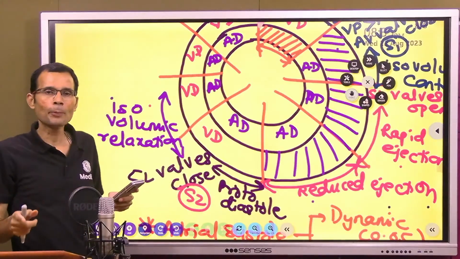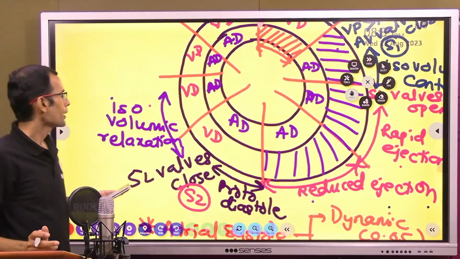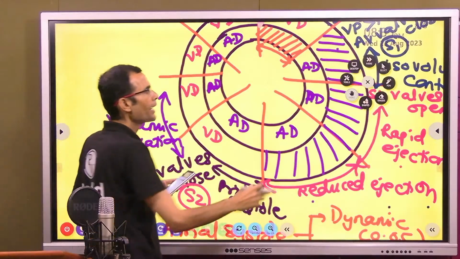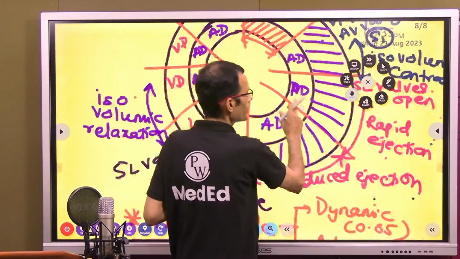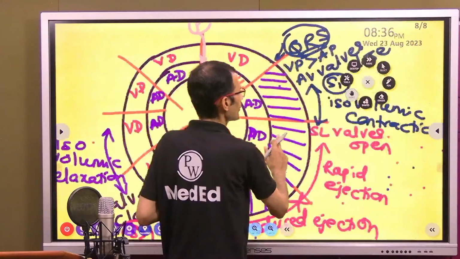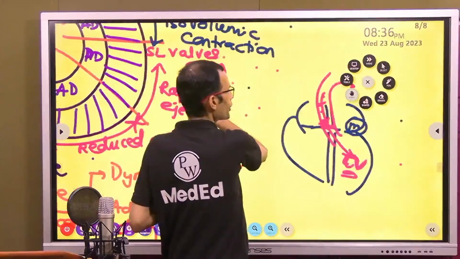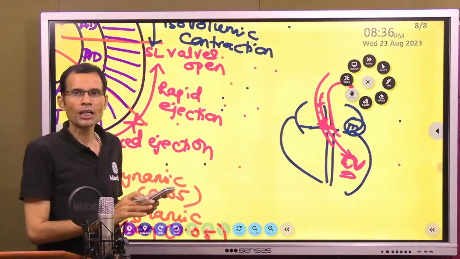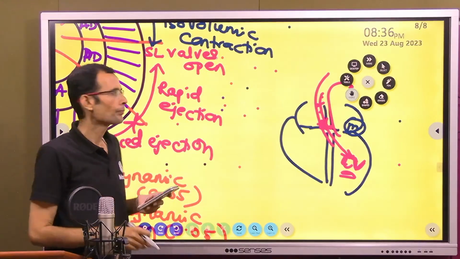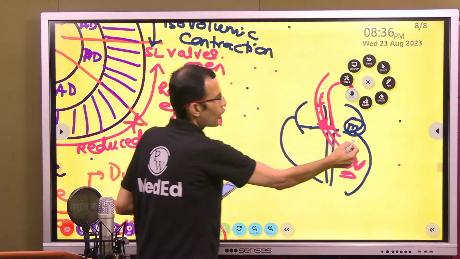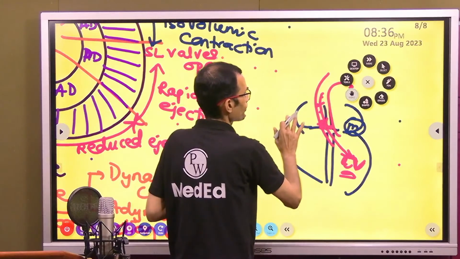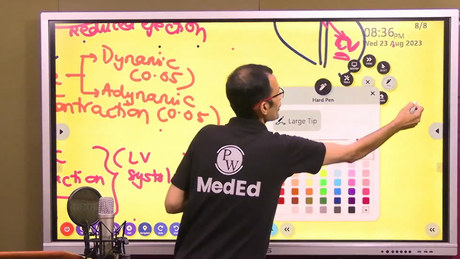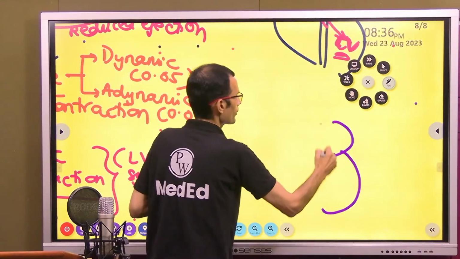Now, a clinical punch that I was talking about. Imagine the condition of mitral regurgitation. Here we are talking about ventricular diastole. Let's talk about the left ventricle.